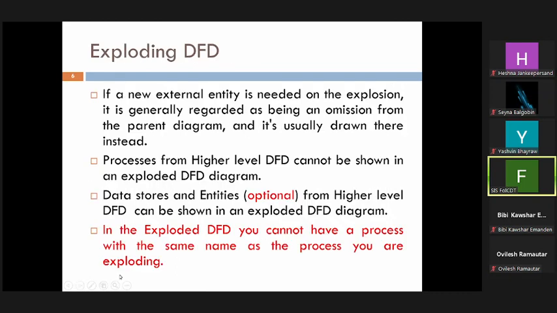Now, if a new external entity is needed, this is regarded as an omission, and it should usually be drawn in the higher level diagram. Whenever you're going through the case study for the level DFD, and you see that I mentioned an external entity that was not mentioned previously, basically this is an omission, meaning that there was a mistake in the higher level diagram. We need to correct the higher level diagram. So this is about external entities.